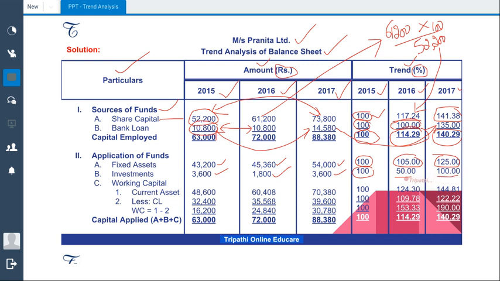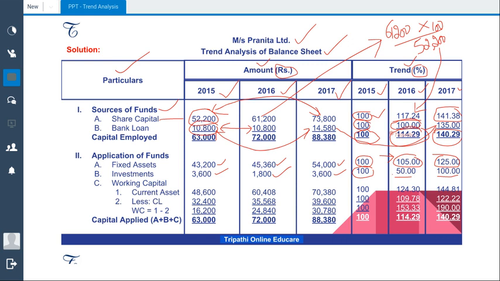So now, what indicates this? This indicates that in the second year, you must have sold your investment. And in the third year, again, you have invested. Right? Now, this thing we can connect with the bank loan. How? In the second year, our fixed asset is 105%. That means it has increased by 5%.